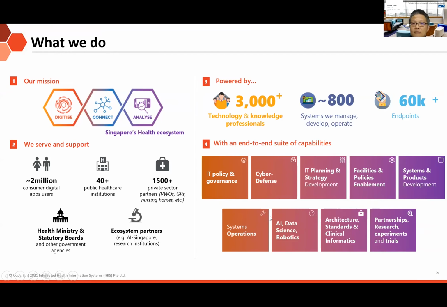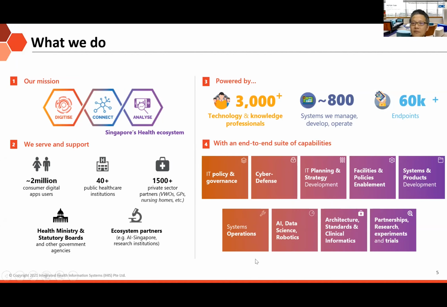But that's not all that we do, right? We also support policy development, governance rules of systems. Cyber defense, cyber security is extremely important for us. We all know that healthcare is a hot target, and we've been hit before, so we're very cautious about cybersecurity.